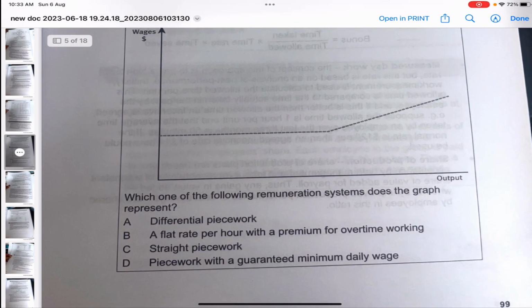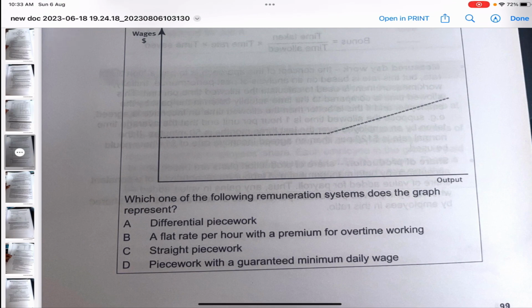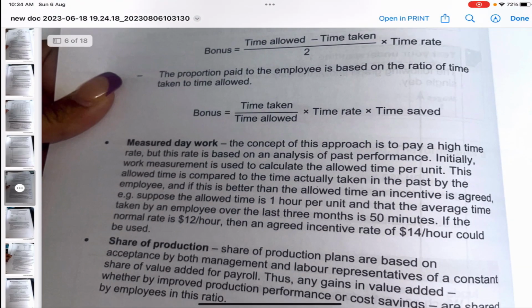And we saw what this is. This is the guaranteed minimum daily wage. That's why we have this straight line over here, since this amount is guaranteed. And then we have a normal piecework system.